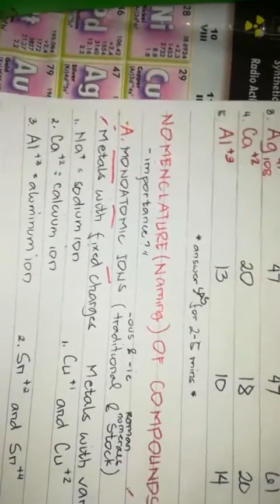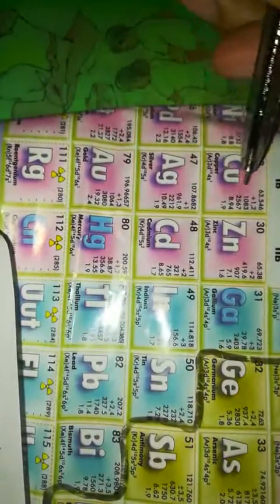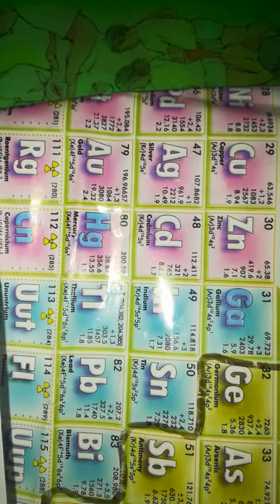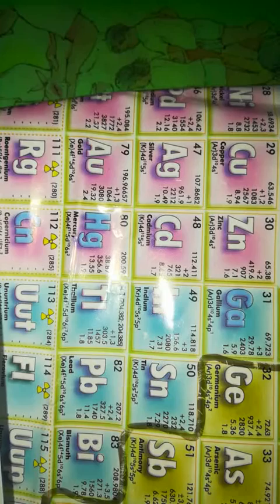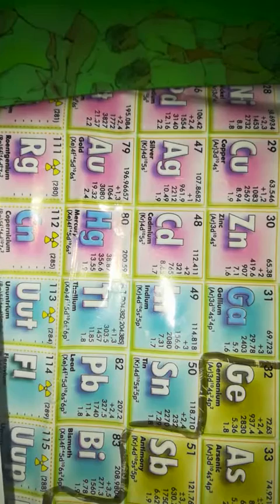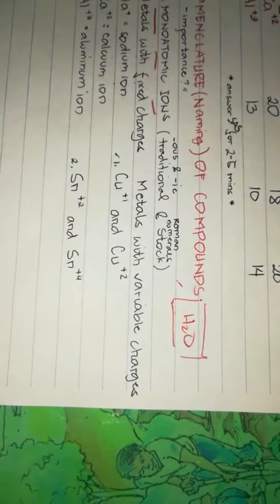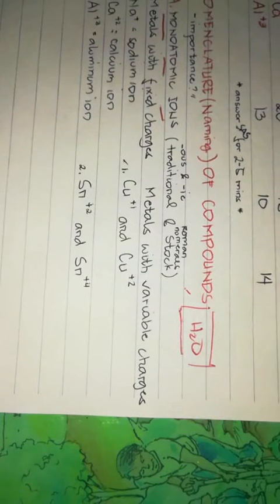What about metals with variable charges? So dito, number 1 we have copper. Number 29 sa periodic table. So sa copper, nandito po siya, may positive 1 and positive 2. Hindi po natin pwedeng ilagay lang na copper ion kasi hindi natin alam kung alin doon sa dalawa. It could be either the positive 1 or the positive 2. So we have to specify kung anong klaseng copper ion siya. So we have two ways in order to name these metals with variable charges.